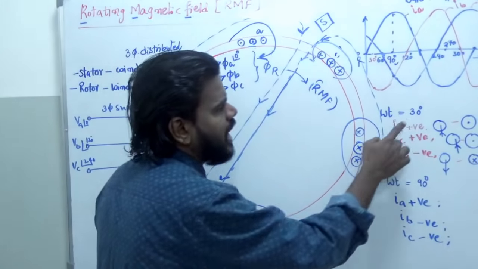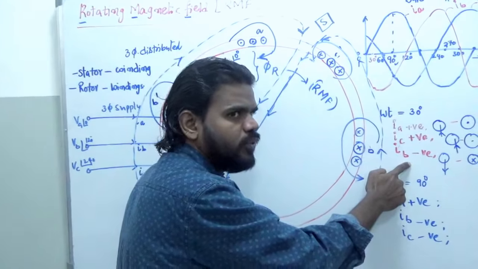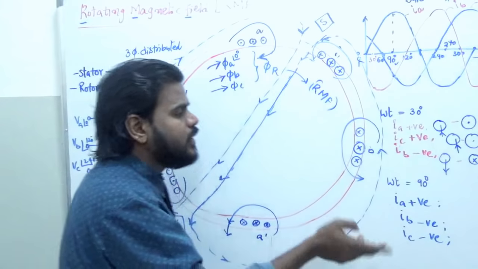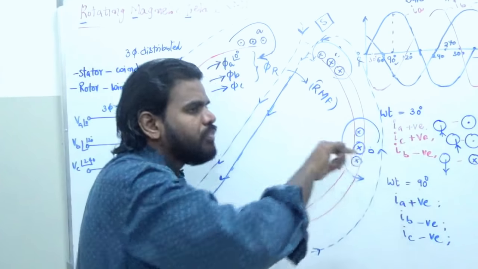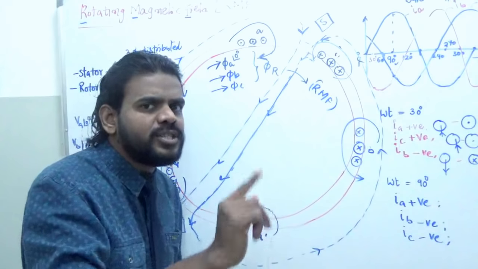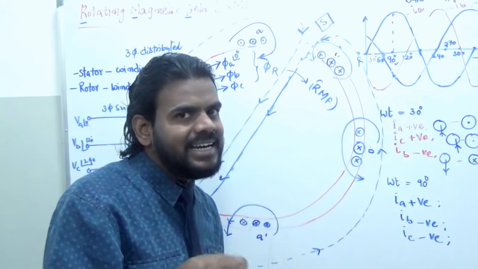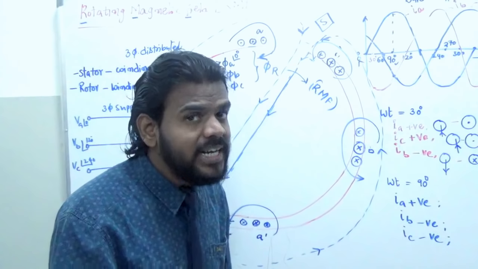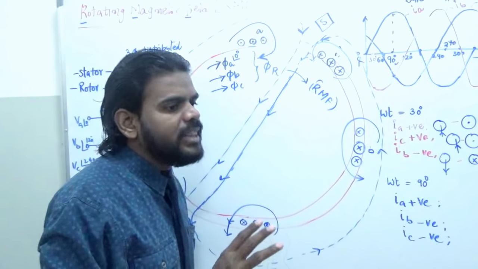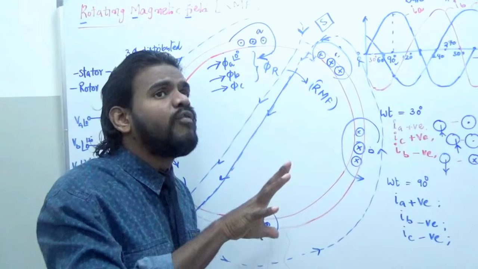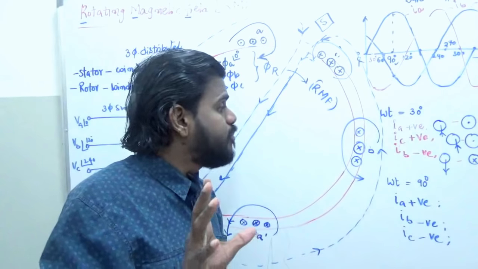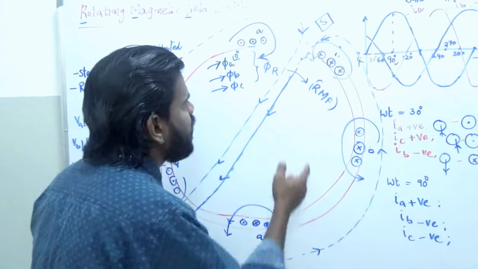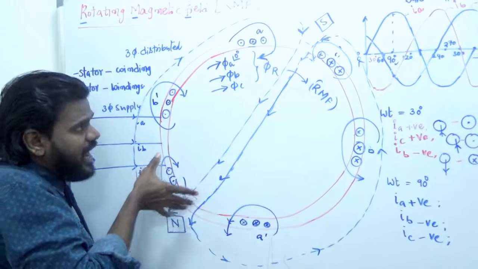But what is changed here? At omega t equals 30, IC is positive, but here IC is negative. So the current direction through phase C is reversed, which means the conductors carrying the current IC will have a current reversal. Very simple, right? Earlier at omega t equals 30, the conductors of phase C had a positive current, and now they're going to have a negative current. Okay, fine. So phase C conductors means C and C dash.